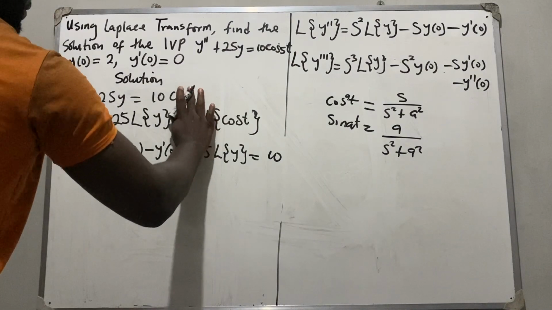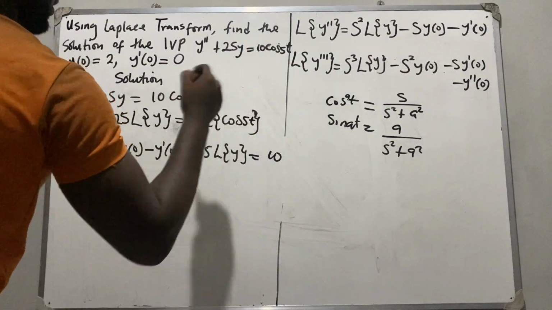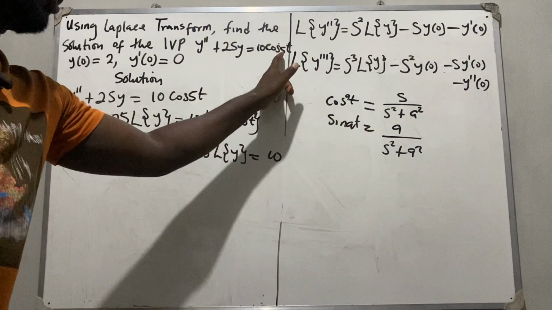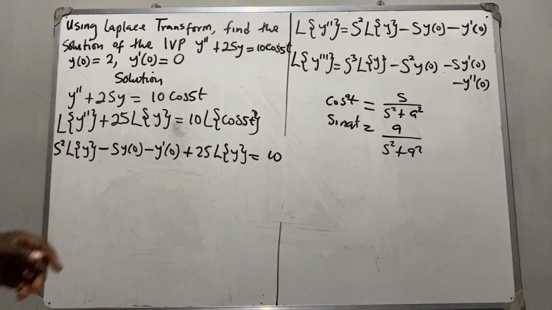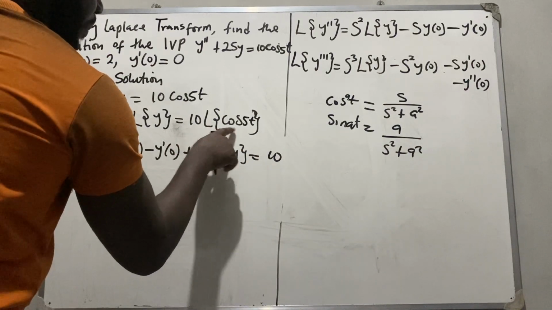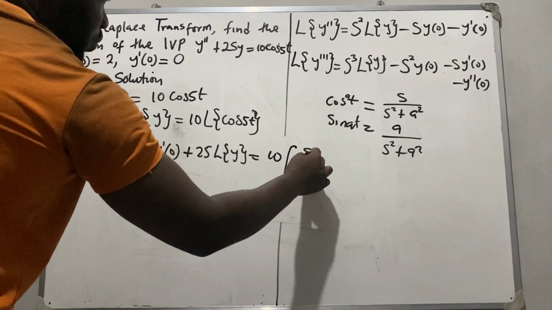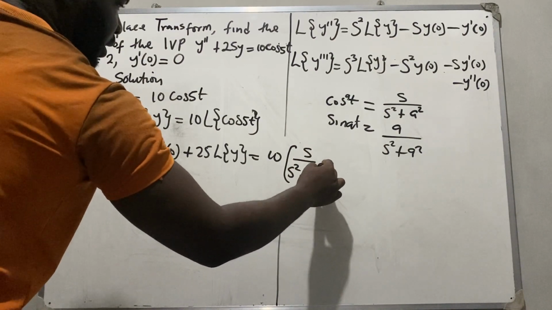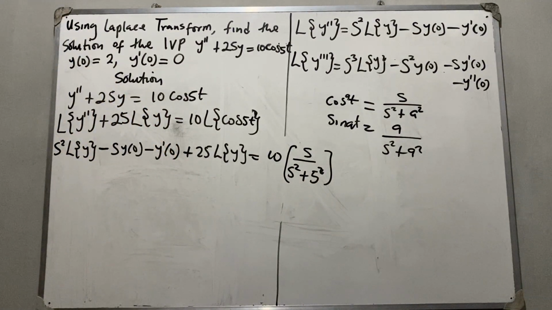So let us change this to 5t, and then this is 5t. But you can solve with just t. If you are solving with just t, then your a becomes 1. But the main question, it is 5. So let's just use exactly what we have in the main question. So I'm bringing out 10. The Laplace transformation of this is cos, so there is s. So the Laplace transformation is s all over s squared plus 5 squared. So please write your 5 and your s very well so that they will not look alike, so you will not make mistakes.